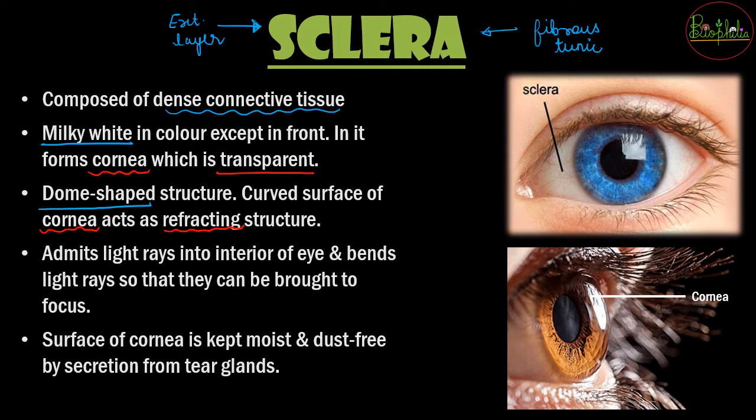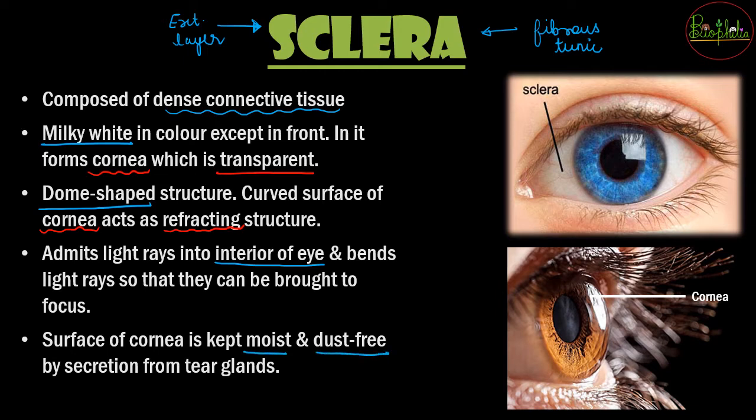So as soon as the light rays bend because of the cornea, they are going to enter into the inner eye, and once they enter the inner eye, they get focused onto the retina. The surface of the cornea needs to be protected and kept moist, because the cornea is the place where refraction happens, and if refraction is not properly done, then the vision can also get disturbed. So the cornea must be kept moist and dust free.